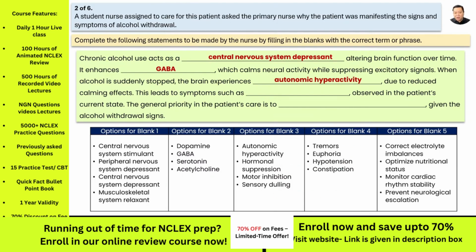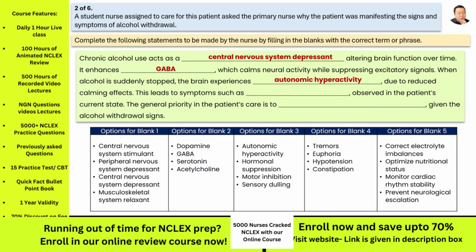And so when the alcohol is suddenly stopped, especially in someone who has used the drink heavily for a very long time, the brain can no longer balance its excitatory and inhibitory systems. And so with less GABA activity and a rebound in excitatory neurotransmitters like glutamate, the result is autonomic hyperactivity. And this is going to include increased heart rate, increased blood pressure, sweating, anxiety and restlessness. So the body's fight or flight system goes into overdrive because it's no longer being suppressed.